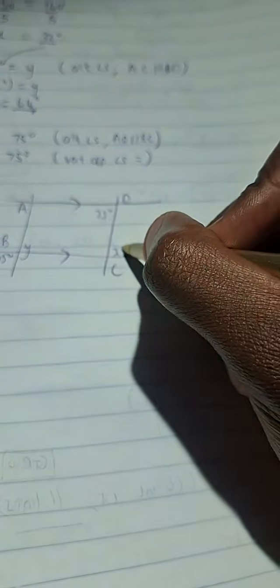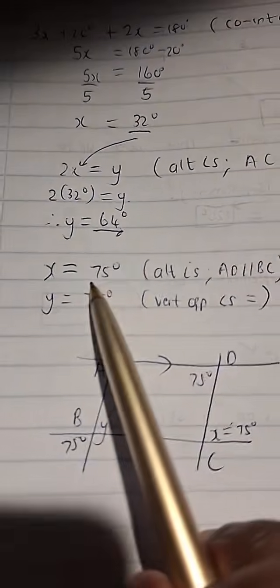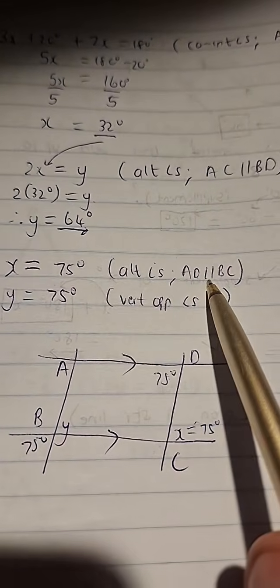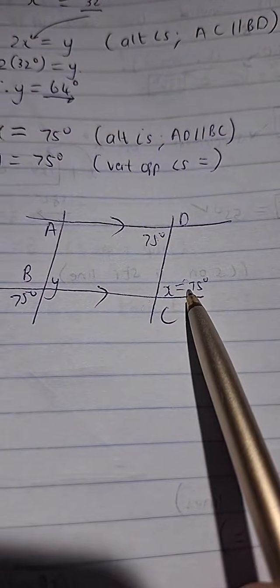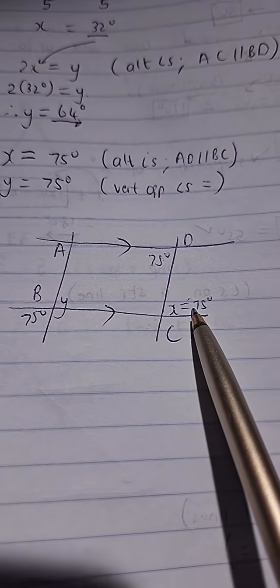This here we found to be 75. Remember, I said to you guys, when you get an answer, you update your diagram. Make sure you update. So this is 65 degrees. We found this because we did say x is 75 degrees. Reason: alternate angles, AD is parallel to BC. There's the 75 degrees. Are we all together? I hope we understand.